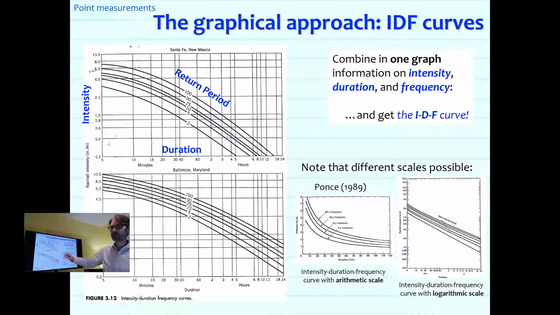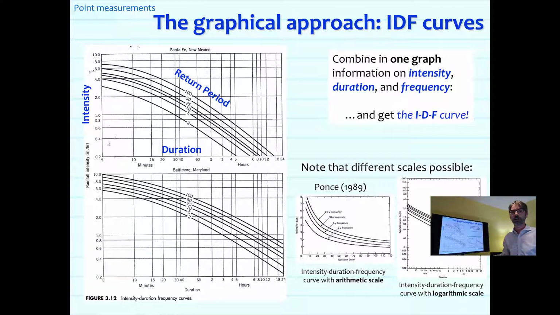Note that this is one set of scales. This is a log-log plot. It's also possible to do an arithmetic scale, in which case you see very clearly that intensity drops off very quickly with the duration. The longer duration storms have much lower intensities than the short storms, which can have very high intensities. This is the end of video 3.